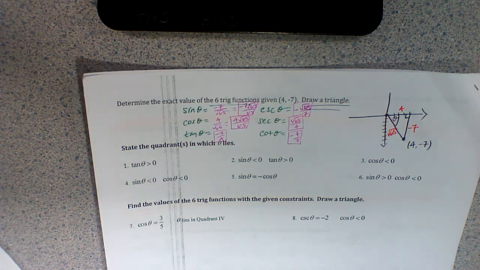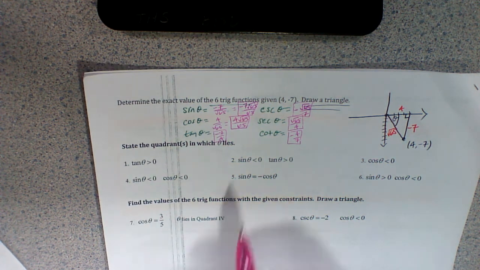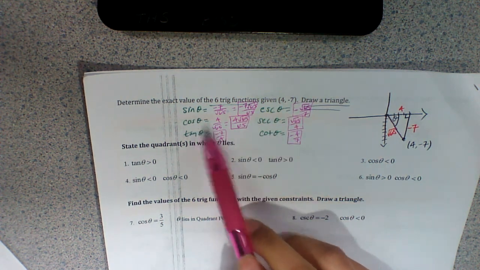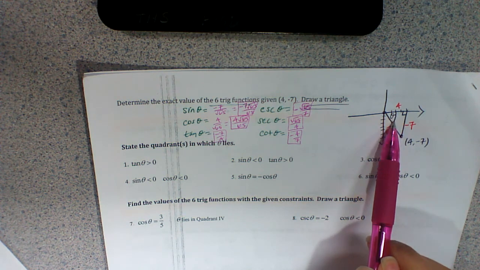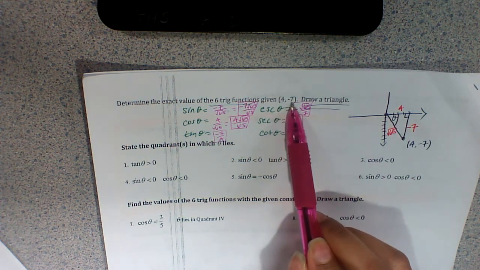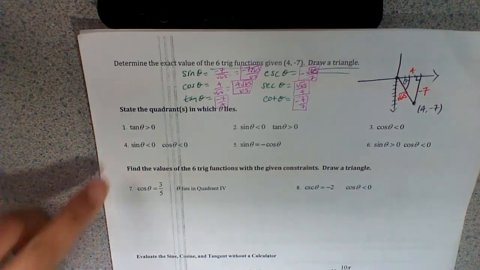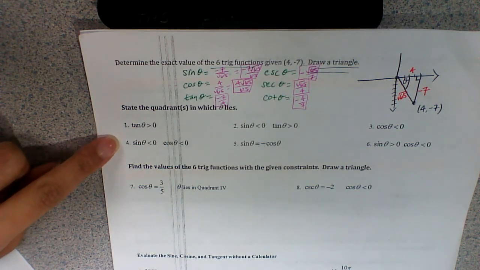So even though that point is not on the unit circle, even though those numbers are not on the unit circle, you can always still find all 6 trig functions, no matter what the angle is, no matter what the point is. Okay, now what I want you to do is, and we've seen these before, but we're going to take a look at these conditions.